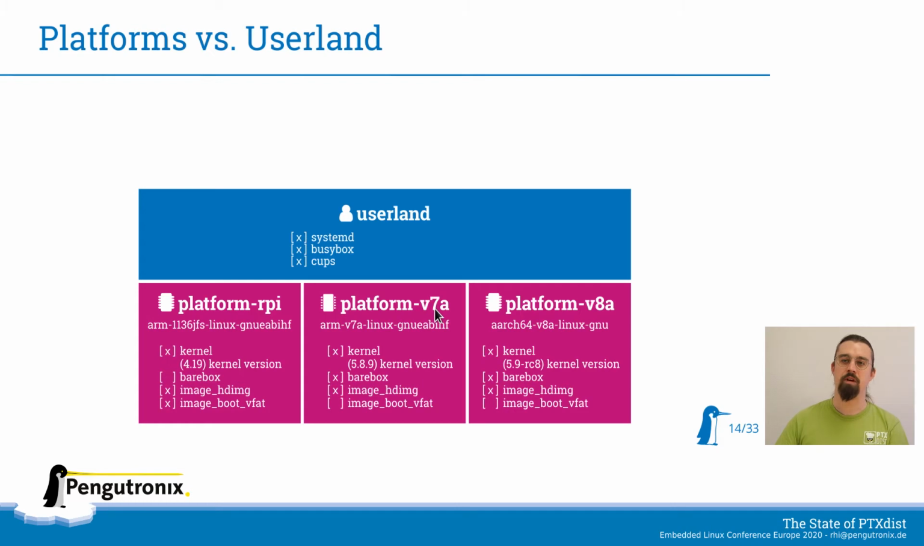For example, here we have a generic v7a platform for ARM v7a, and we're using the kernel 5.8.9 in that. I think it's the current, at the time of recording, newest kernel. And we're also using Barebox as a bootloader and also the HD image. And then we have a v8a platform for 64-bit ARM. And we're using an RC kernel here and also the Barebox and an HD image. So this way you can develop 4 different platforms at the same time using the same Userland software. So for example, here systemd, busybox, and cups. And you would then select the platform you want to build before building all your images. And all the configurations contain the same software, but different kernels and different bootloaders.